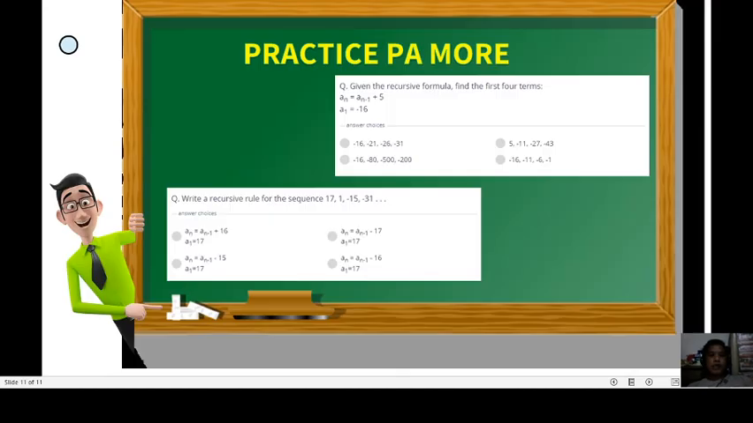Nothing follows. So for this day, I'm hoping that you learned again from another topic, what is recursive and explicit formula. You may visit our Google Classroom for those who are online, and for those who are in modular modality, you may read our illustrations and examples about recursive and explicit formula.